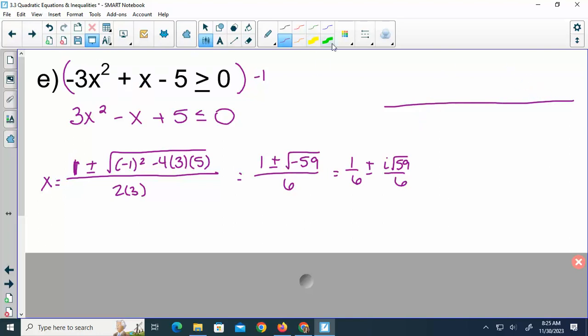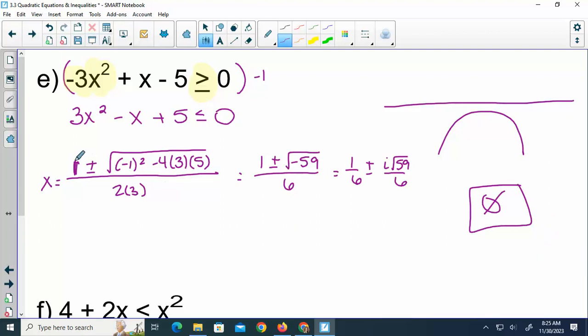Okay, let's think about the original graph here. So we know it doesn't hit the x-axis, and if it was a negative, how is it opening? Down. So we have an upside down parabola that never hit the x-axis. Then my question is, when is that greater than 0? Never. This one is a no solution. Alright, I'm going to do 2 more.